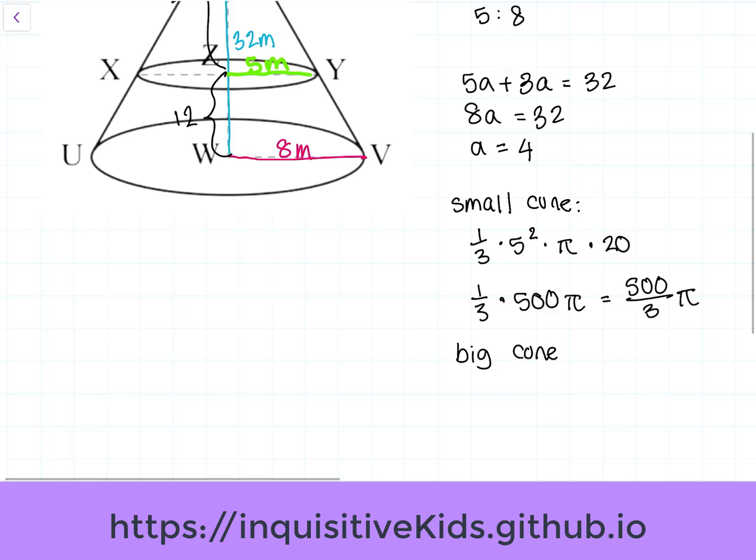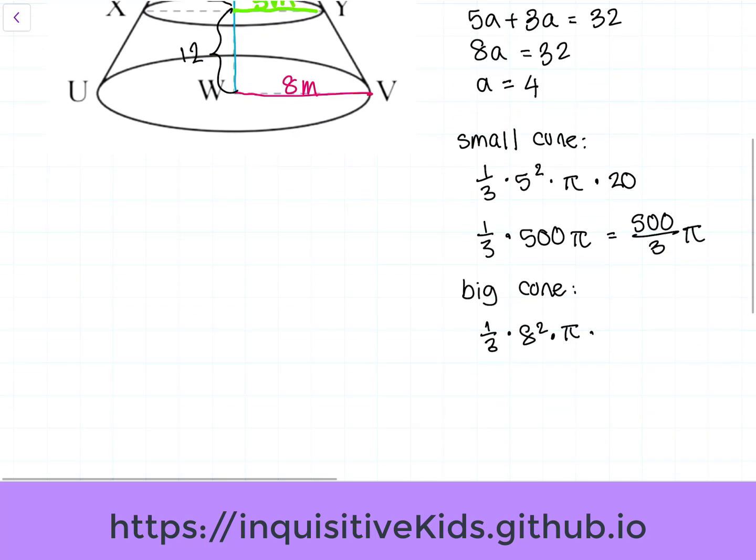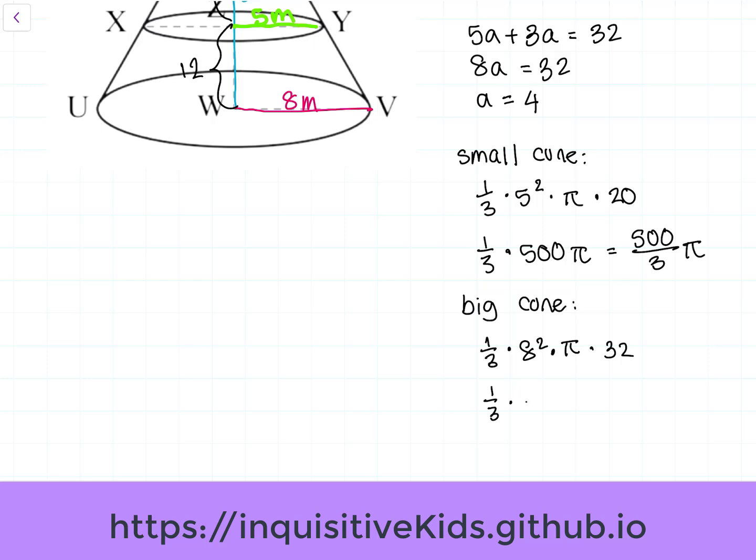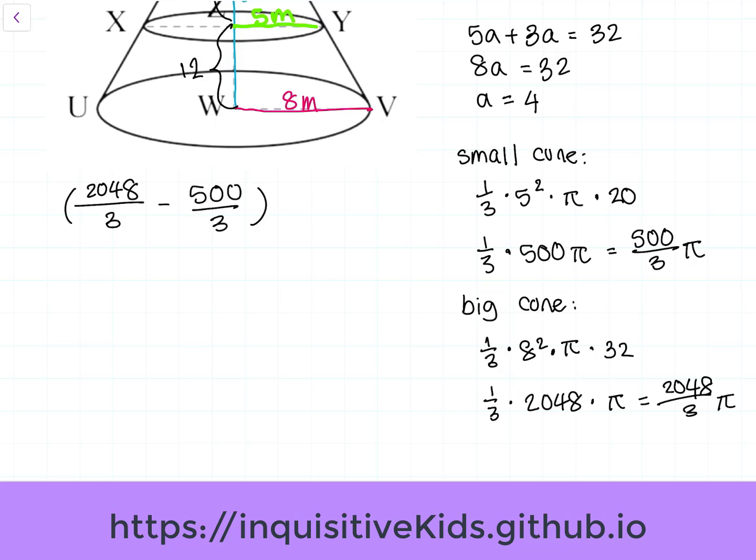And now let's look at the big cone. Well, by looking at the big cone, we know it's 1/3 times 8 squared times pi times the height, which is 32. So we have 1/3 times 64 times 32, and that gives us 2048 times pi. So this equals 2048 thirds pi. And now we're supposed to subtract. So we have 2048 over 3 minus 500 over 3 times pi.